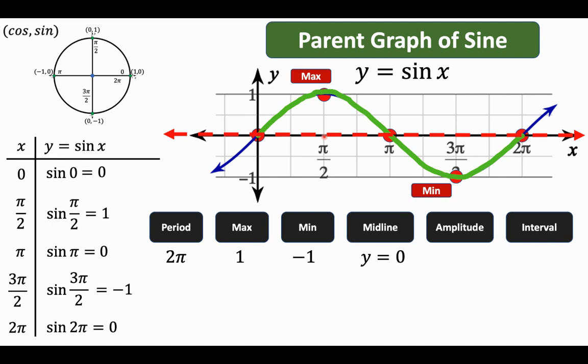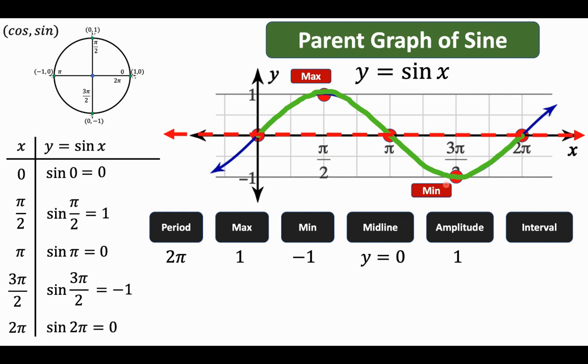Amplitude, you're just basically counting how far up your maximum is from your midline. So 1, it's just 1 unit. It looks like 2 because we had this other extra mark here, but that's 1. So it just goes up to 1. Also goes down to negative 1. That's still a distance of 1.